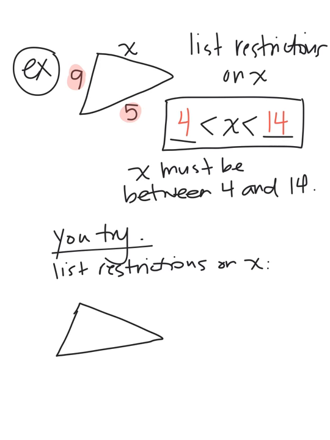And let's say this would be 20, and this would be, I don't know, 8, and this would be x. So I want you to list the restrictions on x for this last example. Good luck.